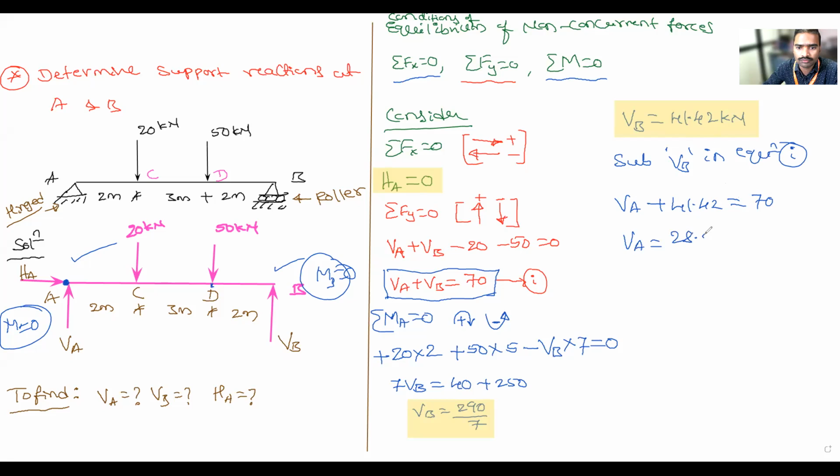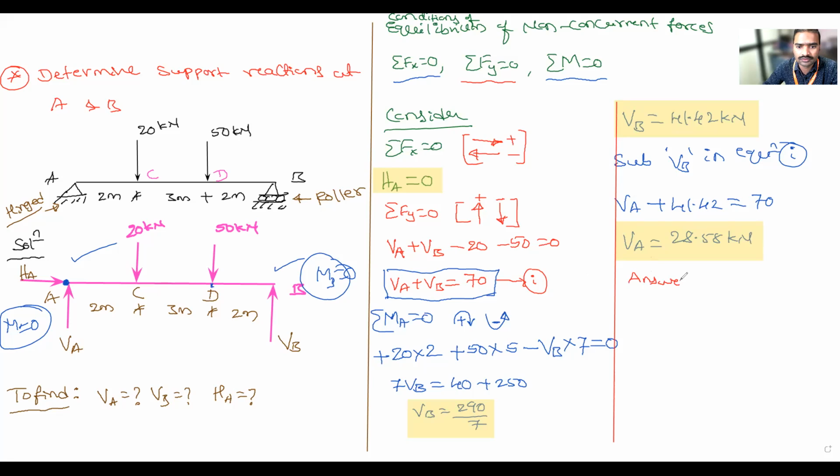28.58 kilonewton. Is it the correct answer? Is this answer correct? Yes, sir, it is correct. Okay, so this is the value of VA you have found. So next, what do you have to write? You have to write the answers.